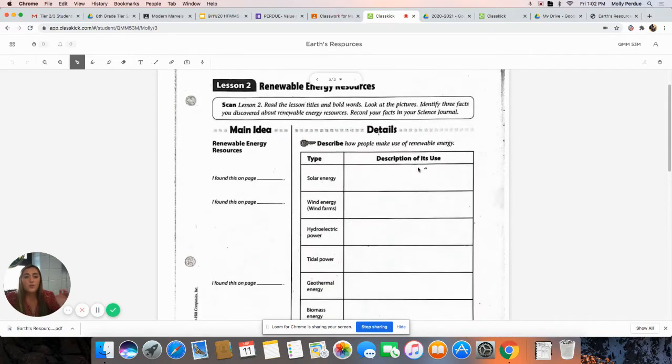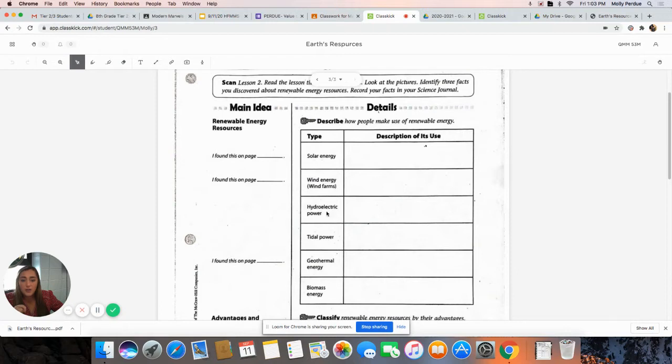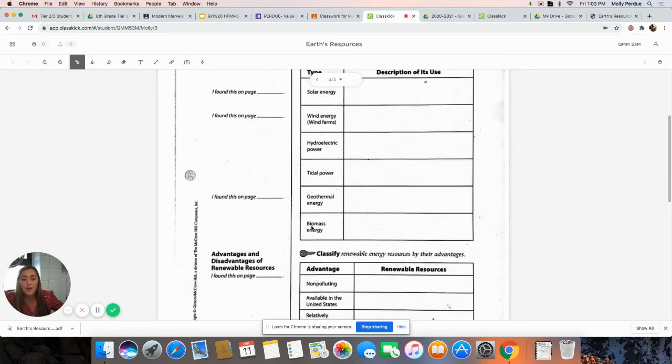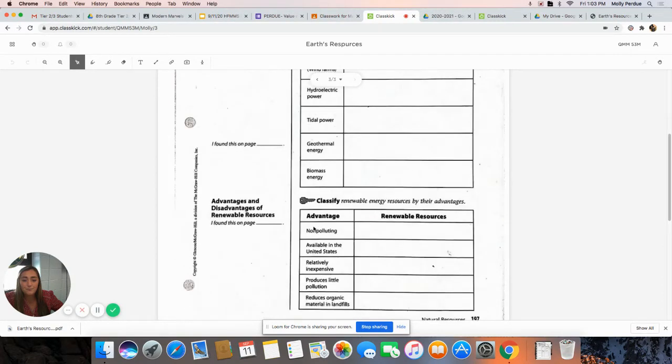Last page, we are going to look at what type of resource and then describe how it's used. So for solar energy, we're going to describe how it's used. Wind energy or wind farms. Hydroelectric power. What does hydro mean? Hydro means water. And then we're looking at electric, so electricity. Tidal power. Geothermal energy, so geo, earth, right? Thermal is our heat. Biomass, bio means living, right? So we're looking at living things.